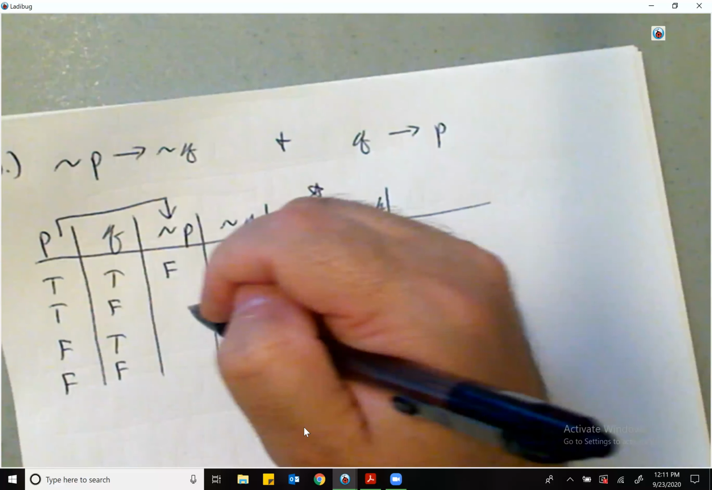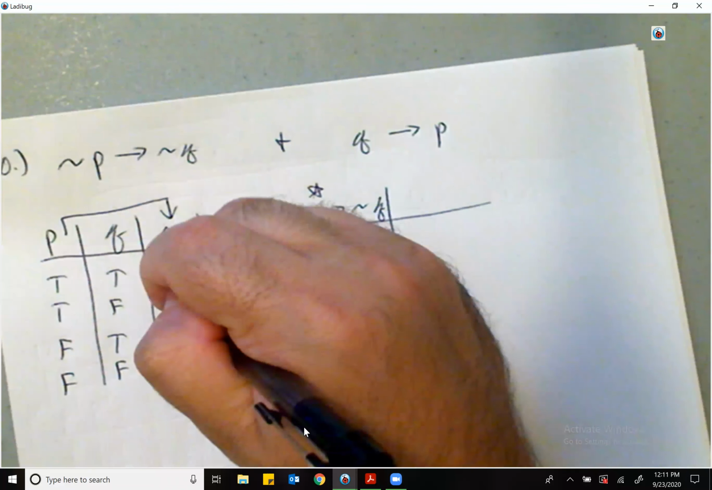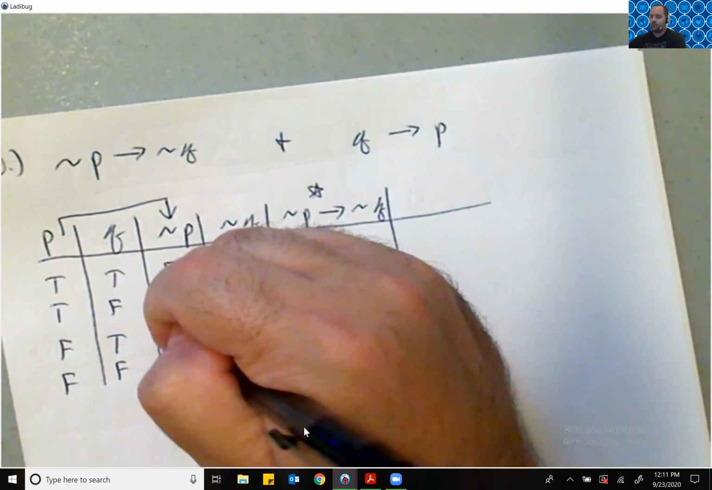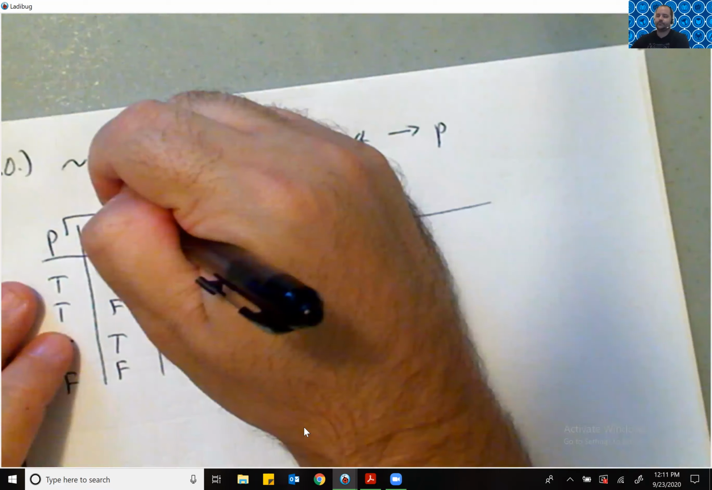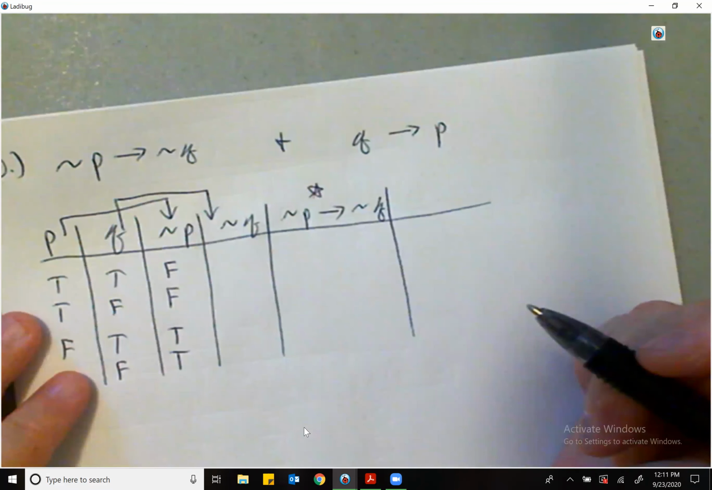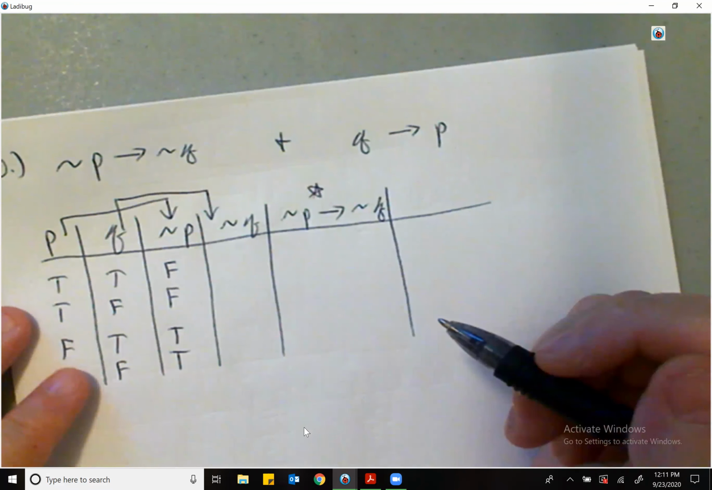False. True. True. Perfect. All right, then we'll take the Q column, negate it. Q would be false. True. False. True. Okay.